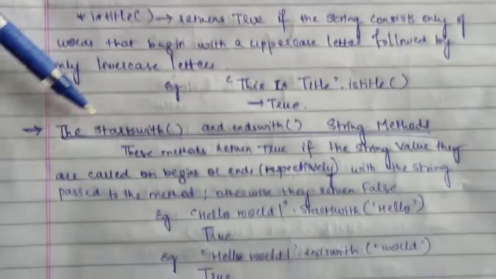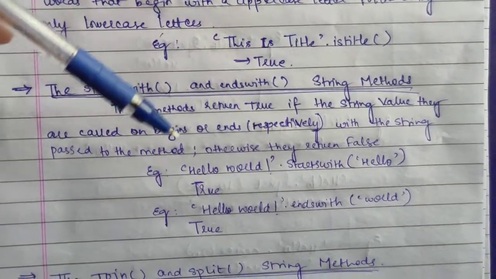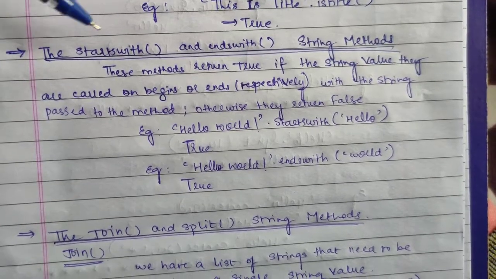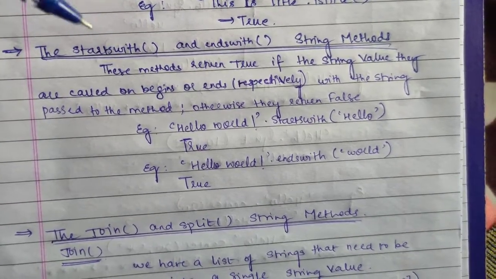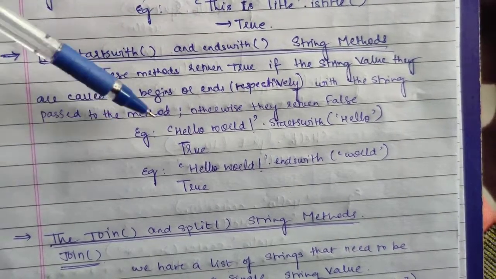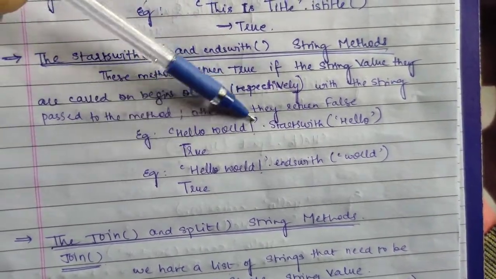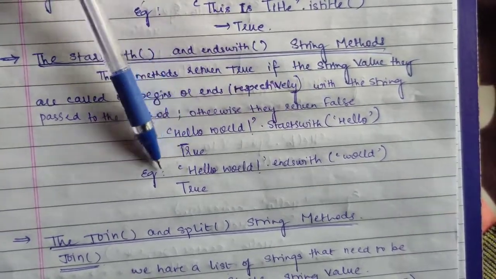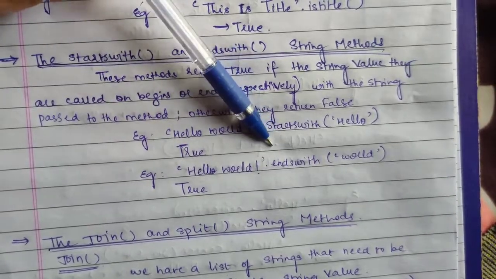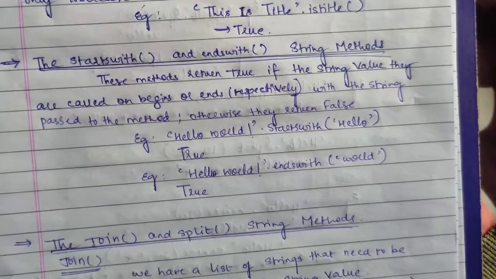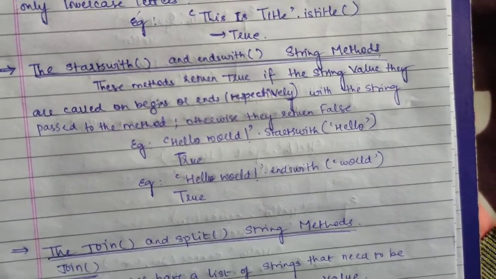Next we have the startswith and endswith methods. These methods are used to know whether the string has started with, suppose, a letter, and respectively the same goes with endswith. So for example, for hello world, you have the string dot startswith hello. Since it starts with hello, it returns true. Suppose you have hello world dot endswith world. Since it ends with world, it returns true. So it's about the startswith and endswith methods.